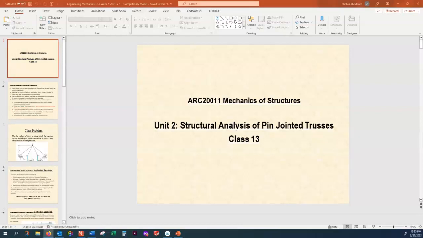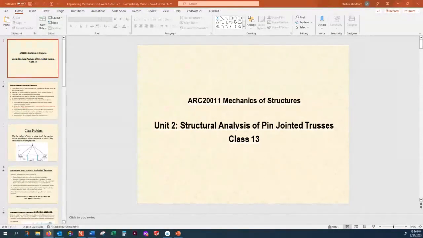All right, let's start the class. Today we continue analyzing the pin joint truss structures. Last week we introduced two main techniques for finding the forces on trusses. The first technique was to isolate the truss by removing it from the supports. That technique is useful when you have to find out the reaction forces.